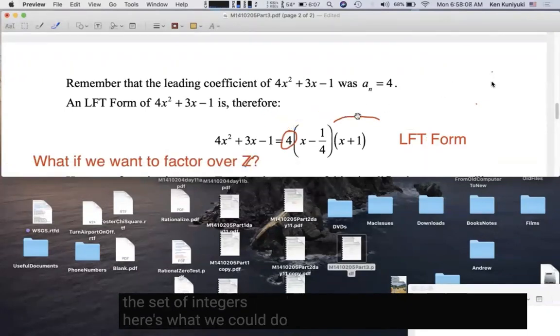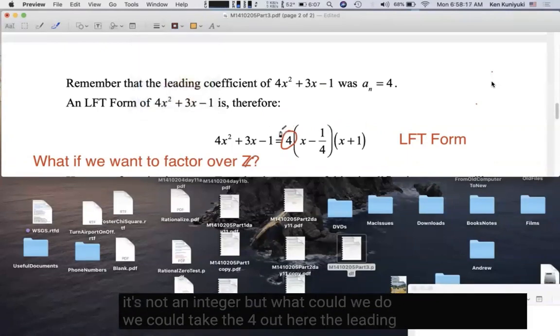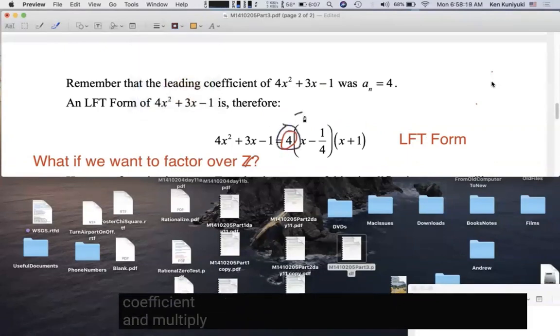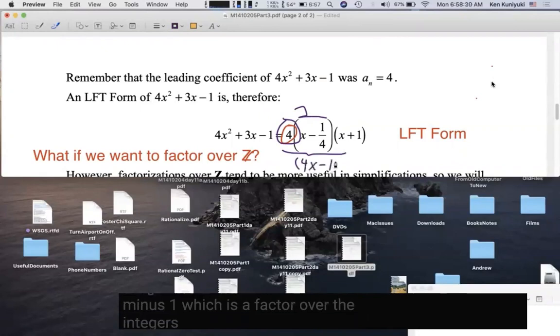Here's what we could do. We don't like the -1/4 because it's not an integer, but what could we do? We could take the 4 out here, the leading coefficient, and multiply it through this factor. We can distribute. And when we do that, what do we get? We get the factor 4x minus 1, which is a factor over the integers.